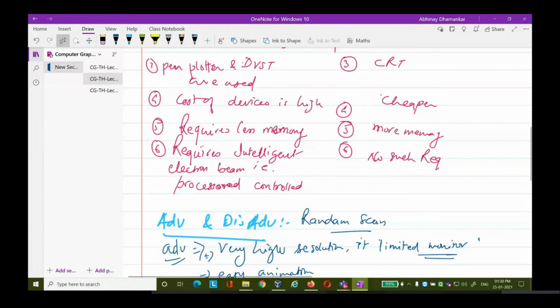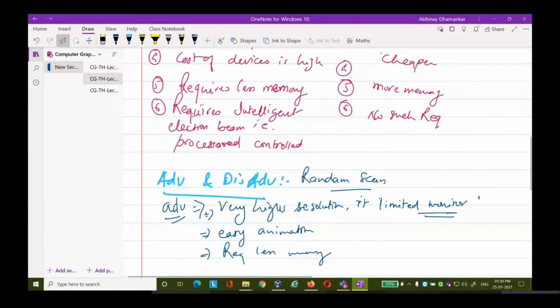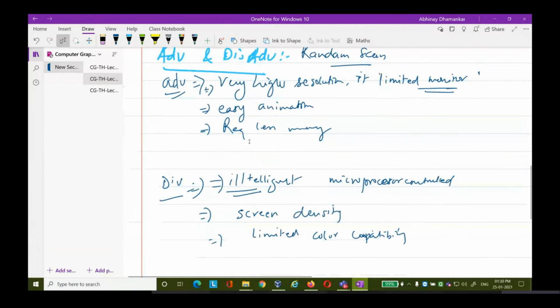जैसे ये देखो, requires less memory, it is advantage part. Okay, and requires intelligent electron beam. सो डेफिनेटली इंटेलिजेंट बीम होने की वजह से वो एक्सपेंसिव भी हो सकता है और ये थोड़ा डिसएडवांटेज पार्ट में आ सकता है as compared to other control. And different another is screen density, means resolution, limited resolution में आता है ये. So limited resolution, limited color compatibility, simple, directly proportional है. ये तीन से 4 इसका disadvantage है.